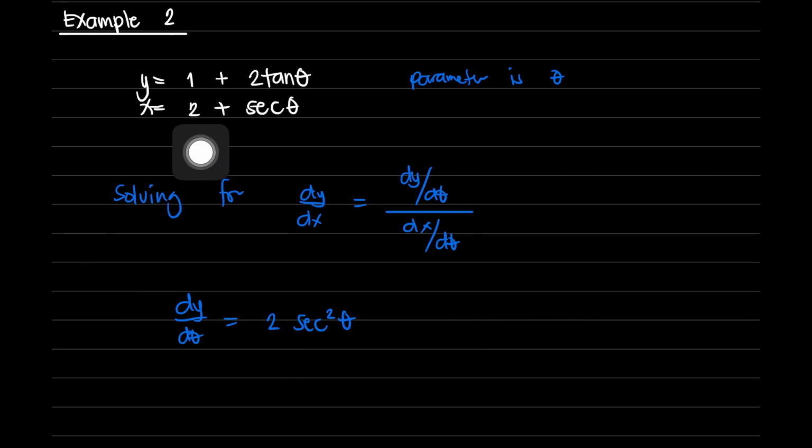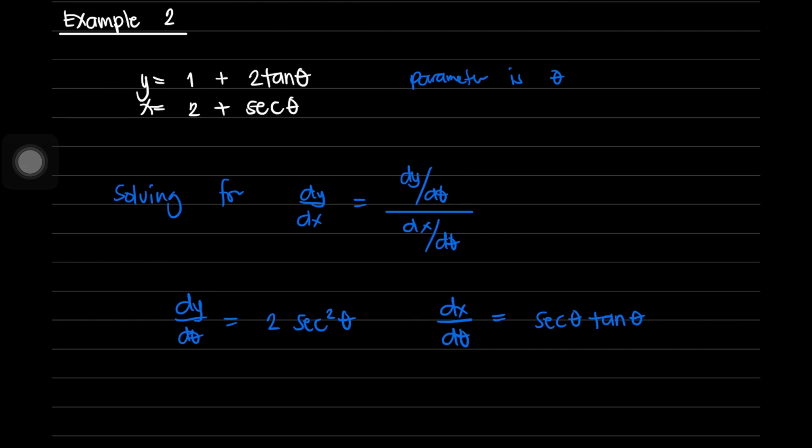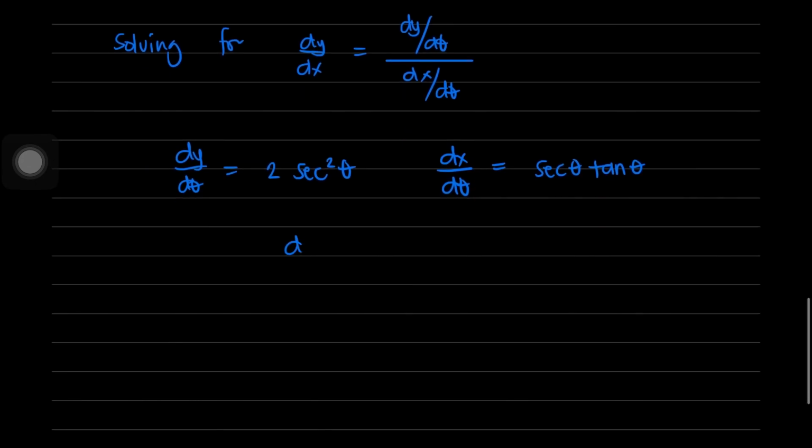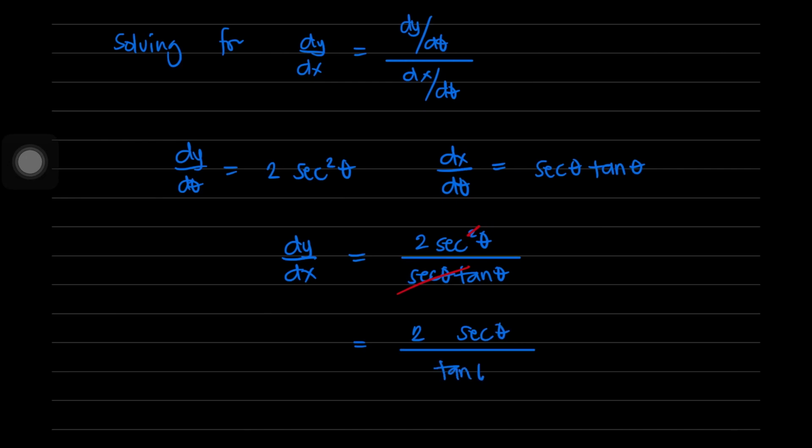And the derivative of 2 plus secant of theta with respect to theta, so that is dx over d theta, is equal to secant theta multiplied by tangent of theta. So solving for dy over dx, this is now equal to 2 secant squared theta all over secant of theta tangent of theta. Now, by laws of exponents, 1 secant in the numerator will cancel out with the secant in the denominator. Thus, this will now be equal to 2 secant theta all over tangent of theta.